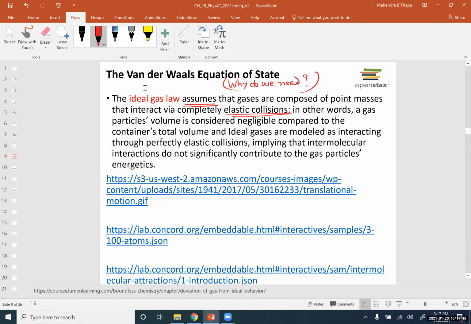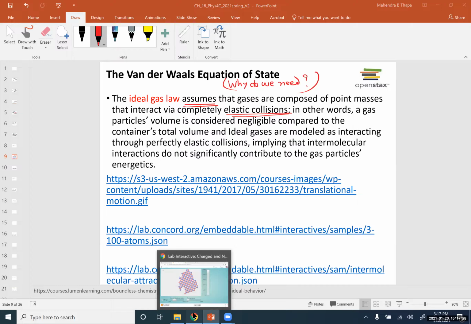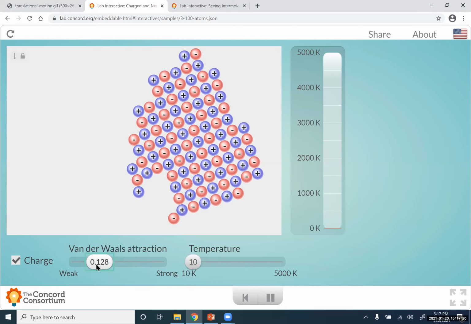So there are some simulations or pictures you can watch to see how pressure, volume, and number of molecules will affect things. Okay, just see one of them. So in this van der Waals model, we assume that we can compare the size and volume of each molecule or atom with the volume of the container.